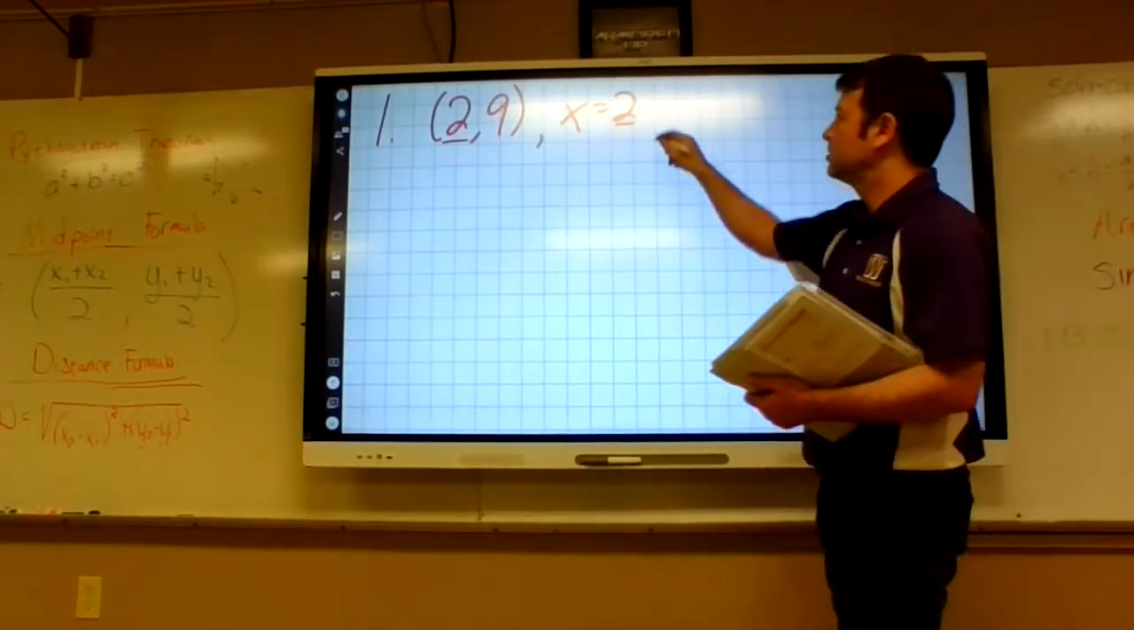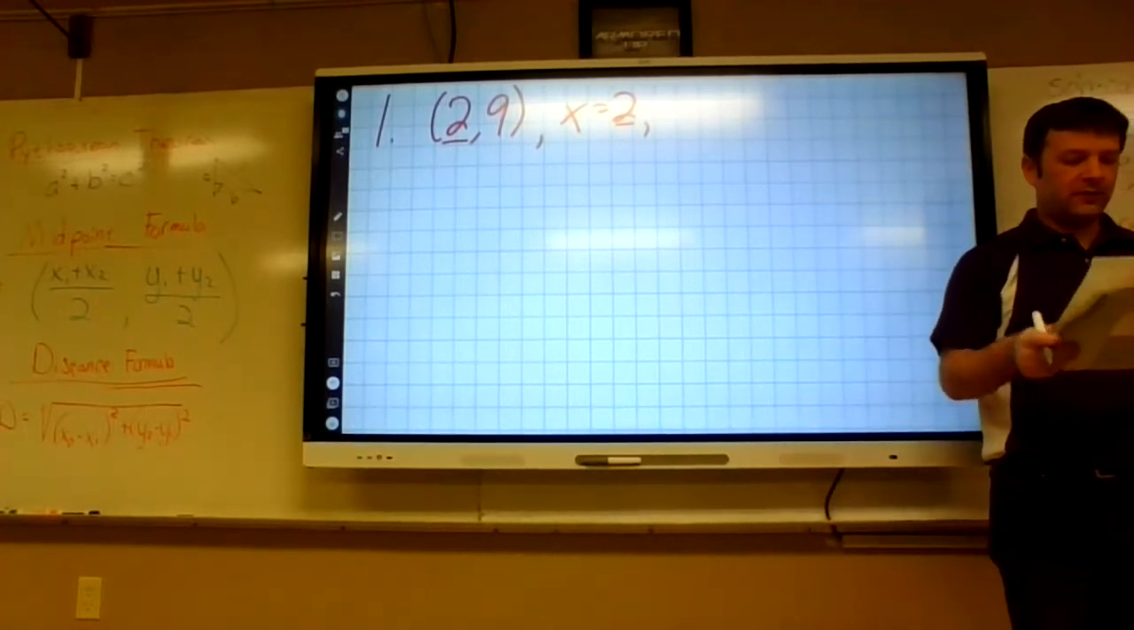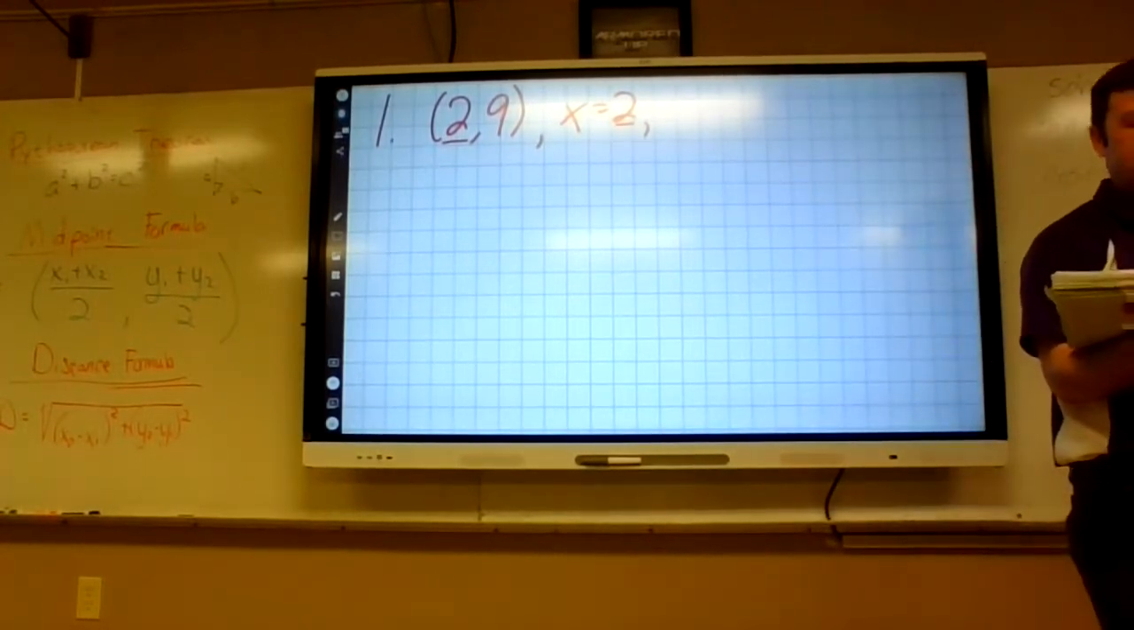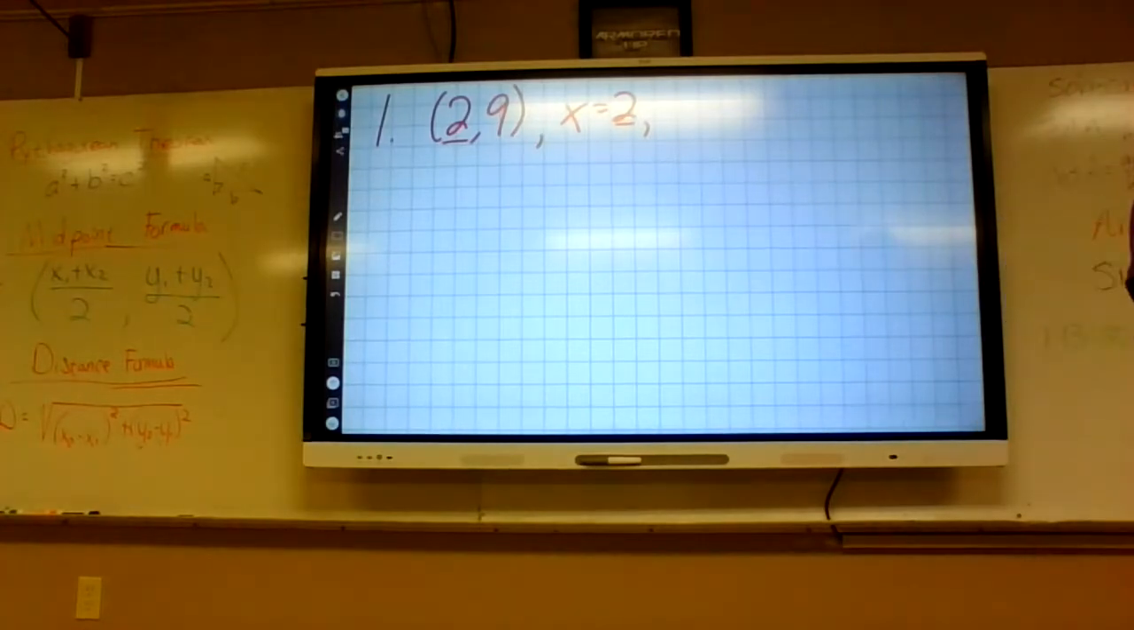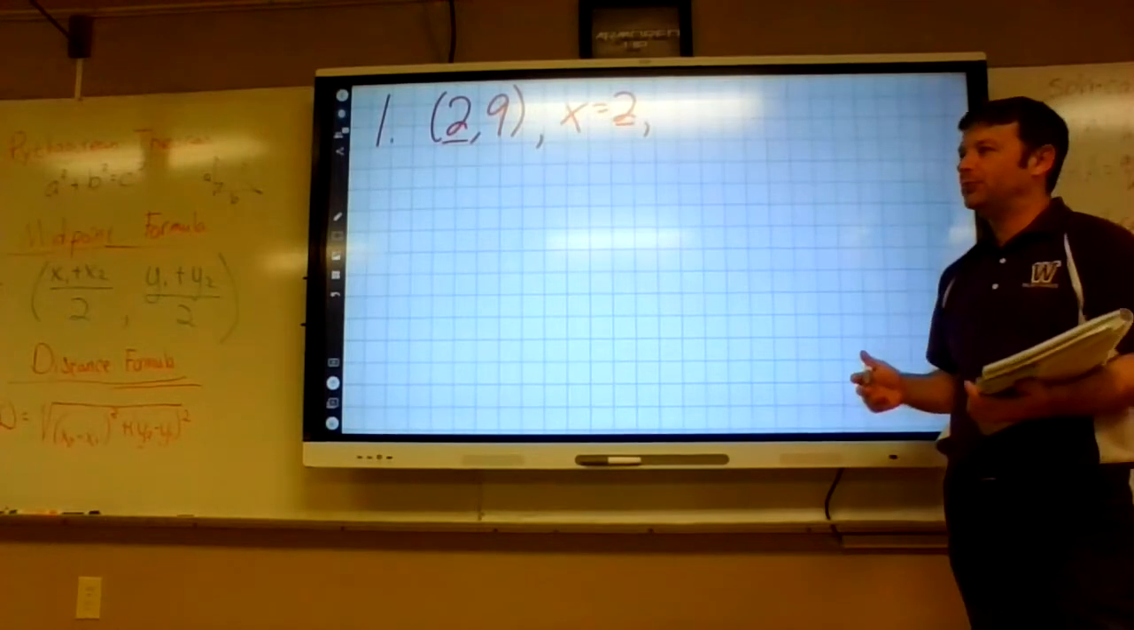Do we have to put x? Yes, you need to put x equals 2. That is the equation for the line of symmetry. 2 is not a line. X equals 2 is a line. Okay, value of a. So do you guys remember when we were solving the quadratic formula?